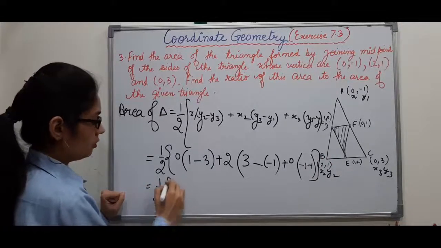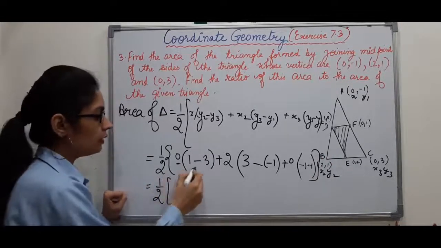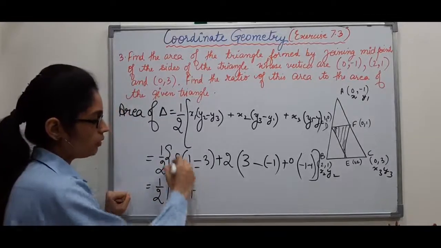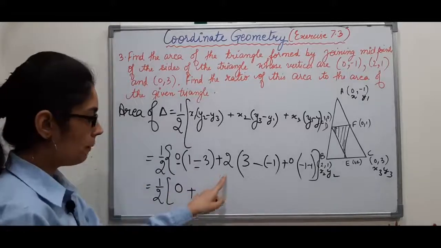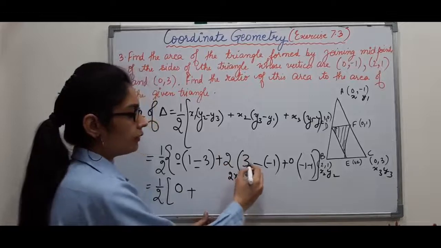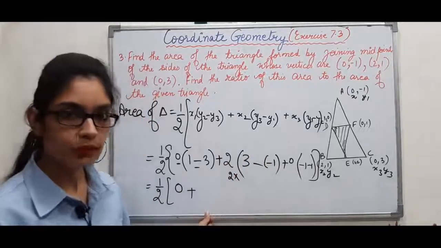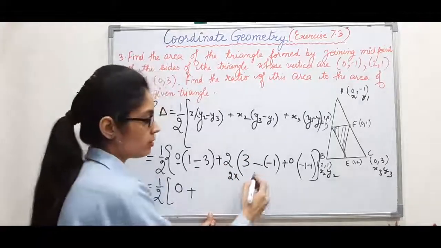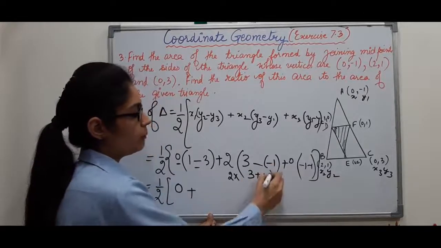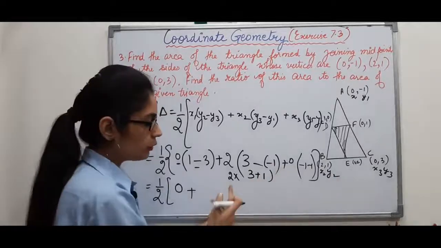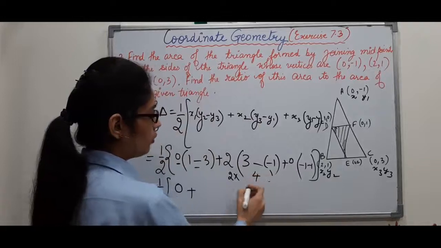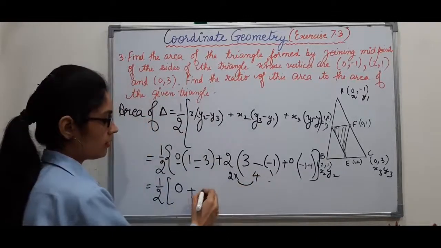Now let's solve it. If any number is multiplied with 0, it will be 0. 0 into anything will be 0. Plus 2, so here I have 2 into 3 minus of minus 1. Two signs together we have to change into a single sign. Minus and minus is plus. So 2 into 3 plus 1. 3 plus 1 is 4, so I will write 4. 2 into 4 is 8.